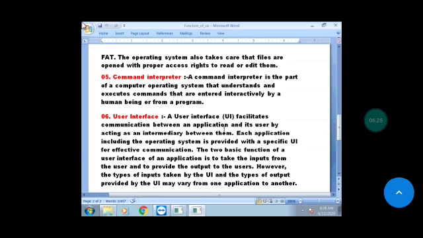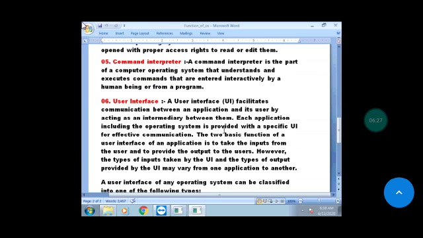Next one is user interface. You must be knowing, my dear, if I am talking about the user interface, there are two types of user interface. First one is CUI, another one is GUI. CUI is character user interface. You know, already you have done MS-DOS. That is CUI, where you have the character interface, my dear.